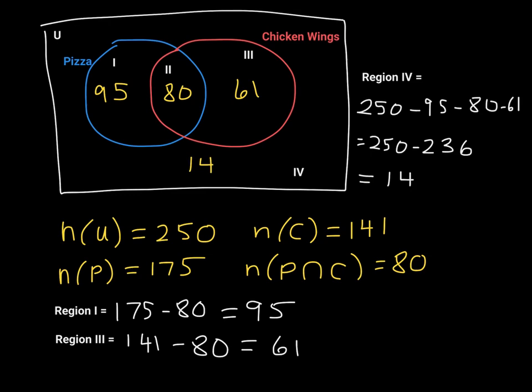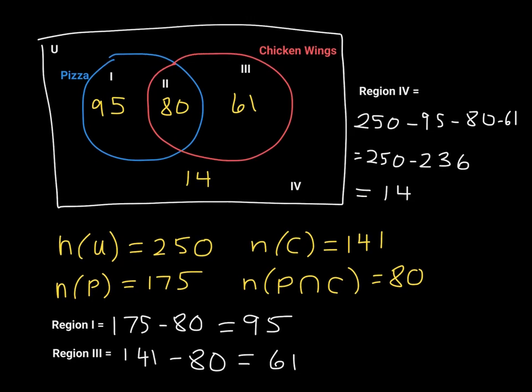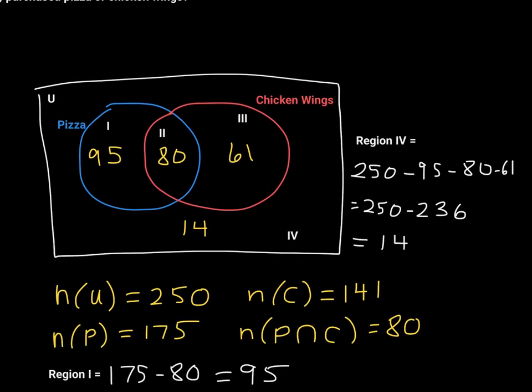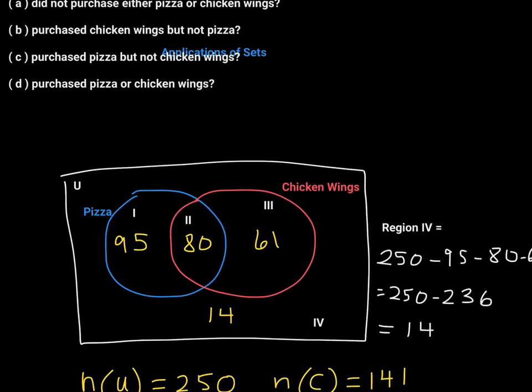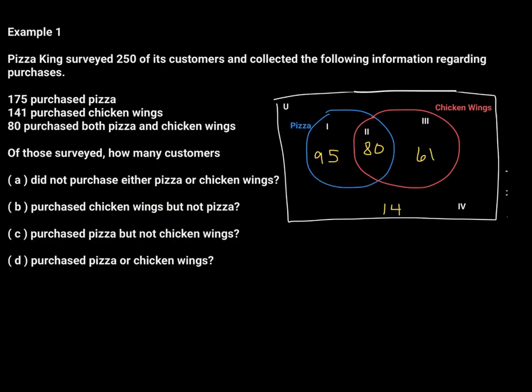All right, let's make sure we've answered all of the questions now that we have our Venn diagram complete. I'm going to see if I can get the Venn diagram. Okay, there we go. I managed to get everything on one screen for us. Let's answer part A. How many of those customers did not purchase either pizza or chicken wings? That answer is 14. So the answer for part A is 14.